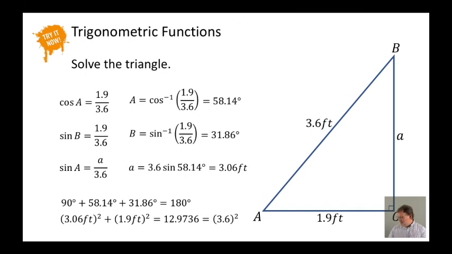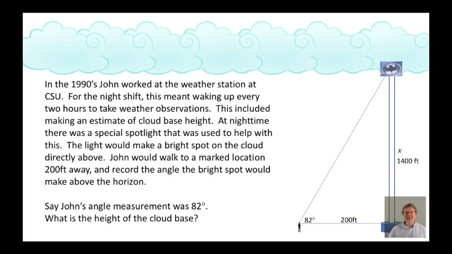All right, so let's come back to this problem that I introduced near the beginning, where I'm working at a weather station and we've got a nighttime light that's shining to the base of a cloud, and I'm using a ceilometer to measure an angle from my location on the ground 200 feet away from the base of that light up to a point where the light is shining onto the cloud. So what would I be using in order to find the measure of side X? Well, you can probably see here that I would use tangent.